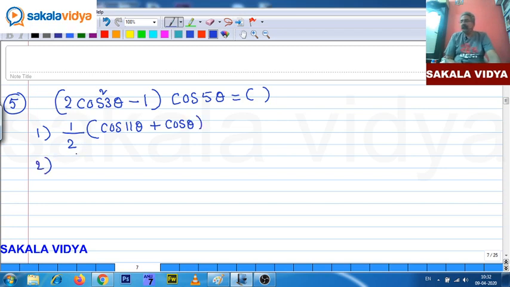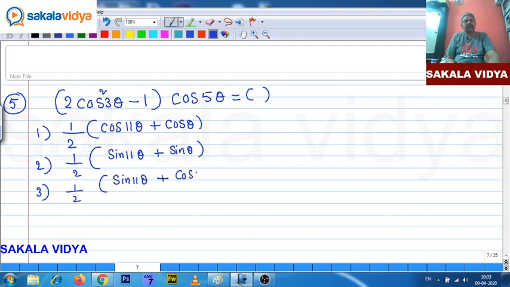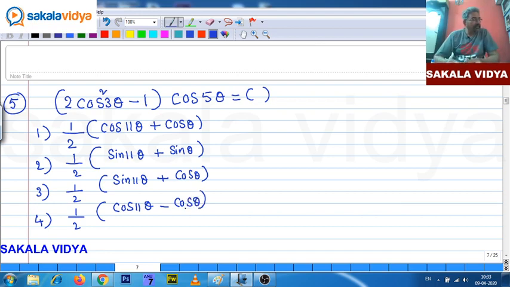second option, half into sin 11 theta plus sin theta, third option, 1 by 2 sin 11 theta plus cos theta, and fourth option we have half times 1 by 2 into cos 11 theta minus cos theta. So, these are the options. Data from EAMCET.